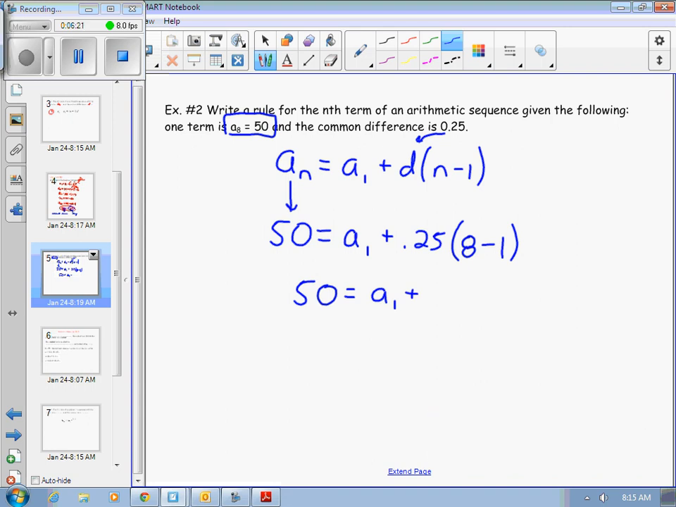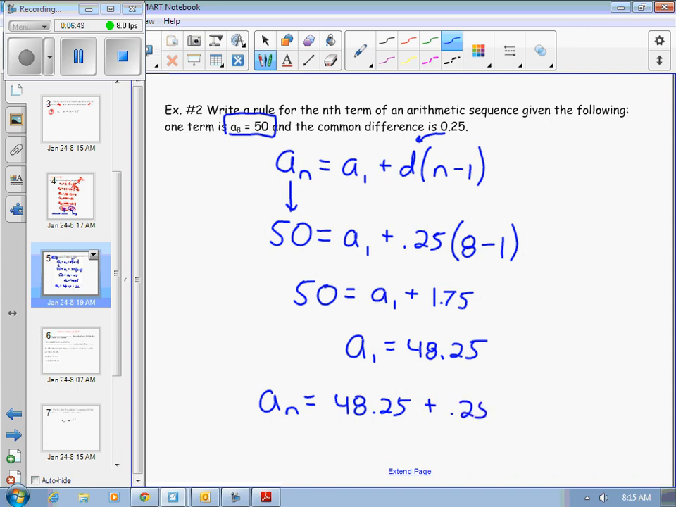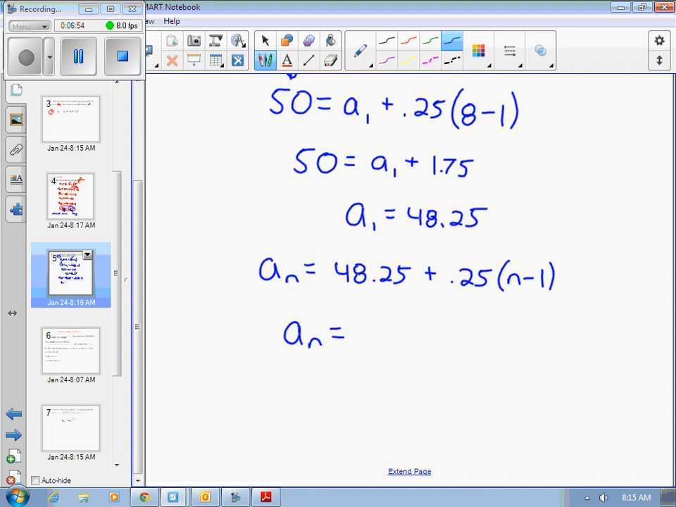0.25 times 8 is, I think, or times 7, excuse me, is 1.75. So A1 ends up equaling 48.25 by doing a little basic equation solving. And then you plug that back in to your original formula. An equals 48.25 plus 0.25 times n minus 1. And then finally, after some simplifying, I believe you end up with 48 plus 0.25n is your rule.